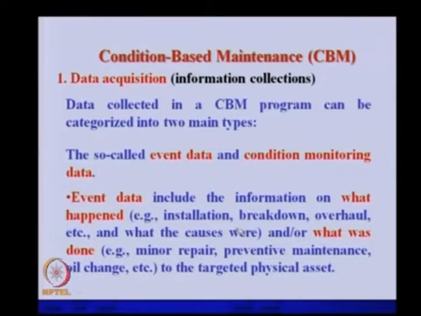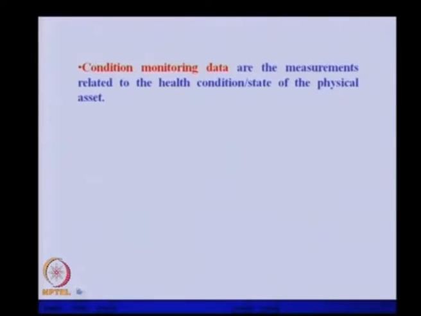So, that is some kind of event, or what was done, such as minor repair, preventive maintenance, oil change, etc., to the targeted physical asset. This is some kind of event which will form the basis of the data acquisition; that is event data. Apart from this, we will have condition monitoring data. These are measurements related to the health condition and state of the physical assets, like vibration, temperature, pressure, noise. These are the data which we collect that fall under condition monitoring data.